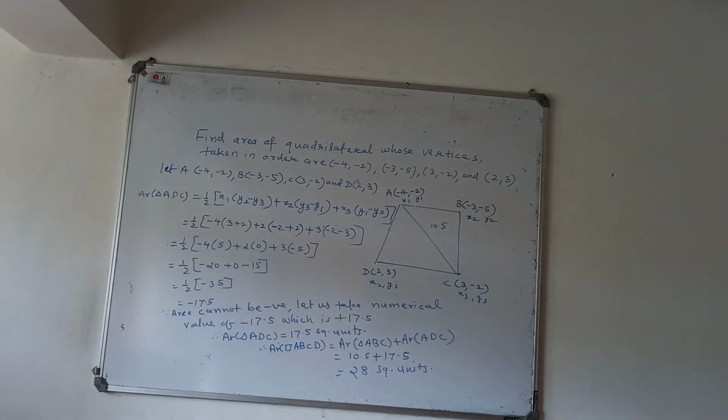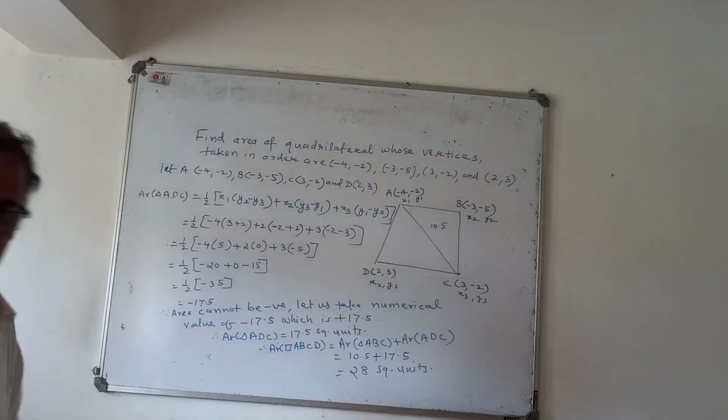So like this, you have to find the area of a quadrilateral. You draw any one diagonal, and you will get triangles. So you individually find the area of the triangles using that formula, so that you can get the area of the quadrilateral. Okay.